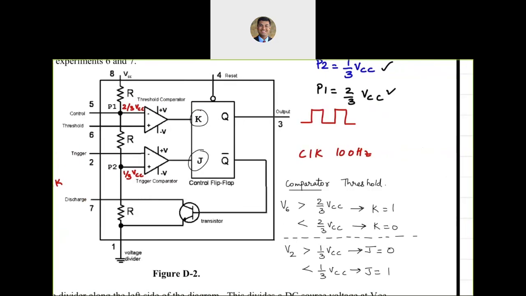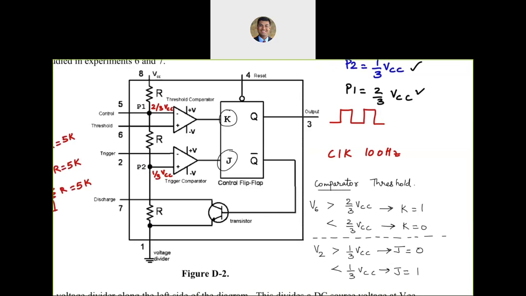And we know what the output Q should look like in those cases because we have looked at the JK flip-flop. Moving on, well, let's do this.